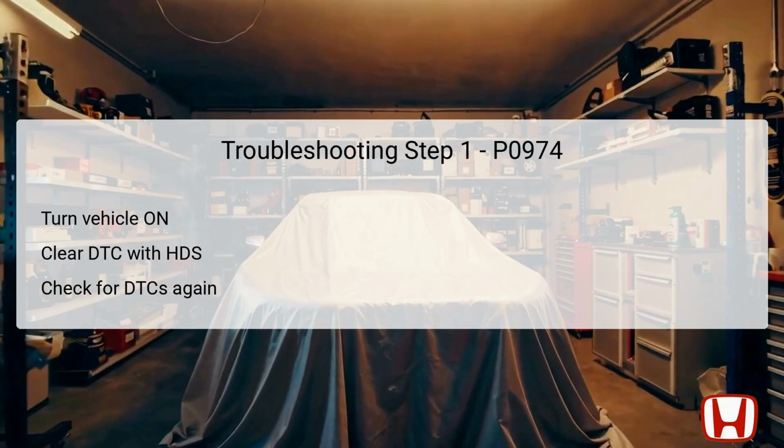The first troubleshooting step involves verifying the issue by turning the vehicle to the on mode without starting the engine. Use the Honda Diagnostic System, HDS, to clear the DTC P0974 from the system. Once cleared, start the engine to see if the DTC reappears.